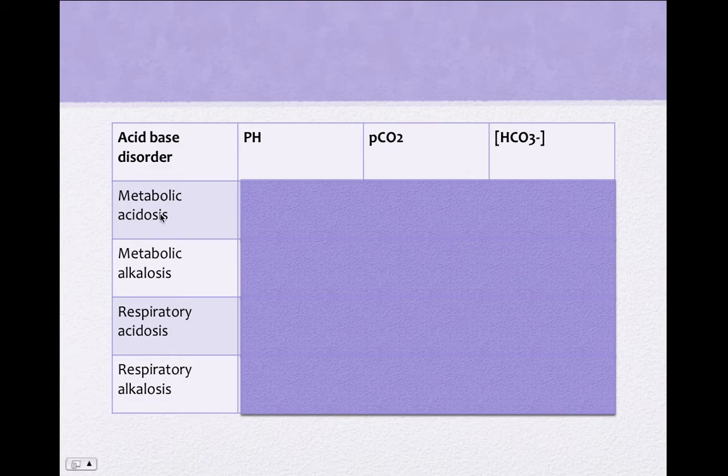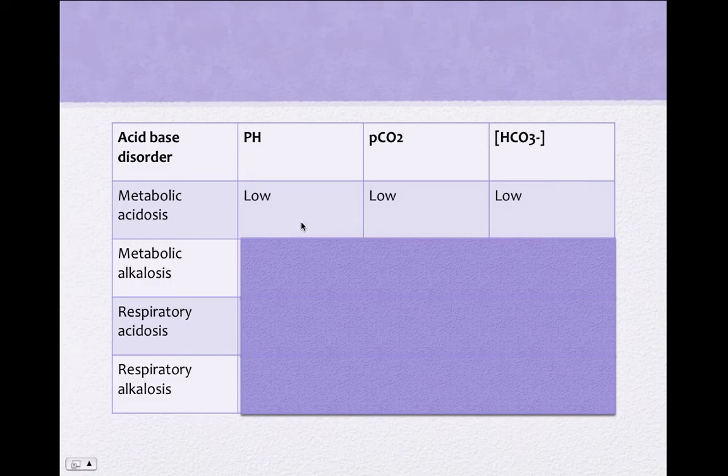Okay, so let's test our knowledge right now. If a patient is suffering from metabolic acidosis, it's acidosis, so the pH should be low. It's metabolic, so we know the primary disorder is in bicarb. For it to be acidosis, bicarb needs to be low. So what will be the compensatory response? If you said low, then you're right.